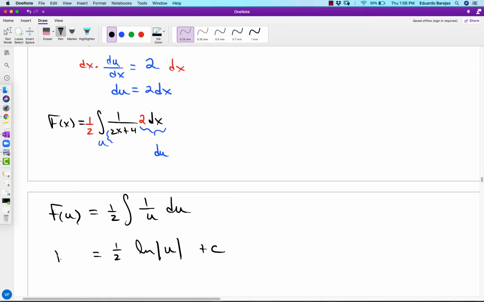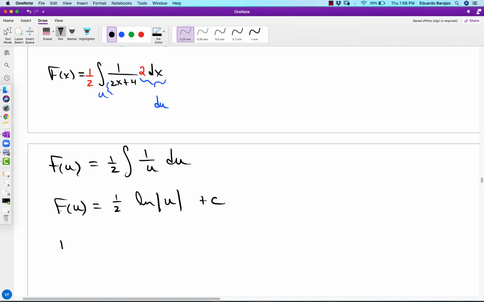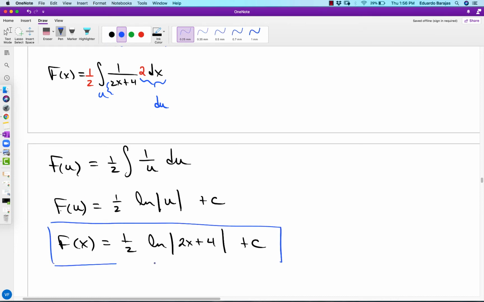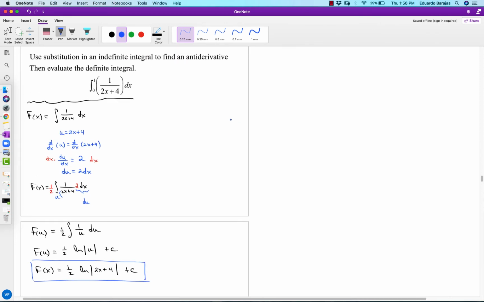And so now this is f of u, but we didn't want f of u, we wanted f of x. So we're going to have to change it back and say that f of x must be equal to 1/2 ln of the absolute value of, and the u we said was equal to 2x plus 4, absolute value, plus a constant. There's our antiderivative. There, so I found the general antiderivative.